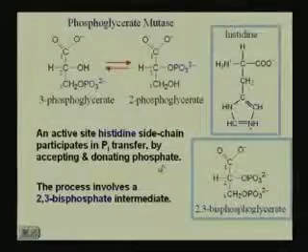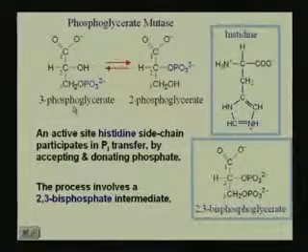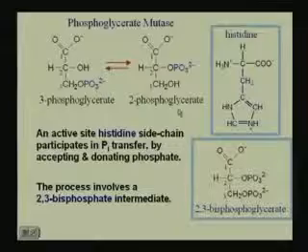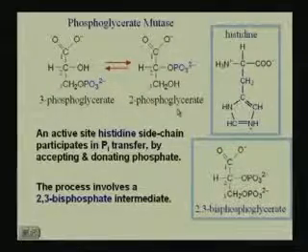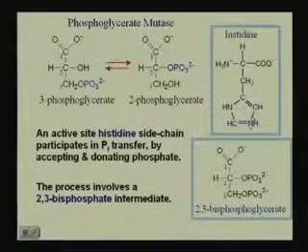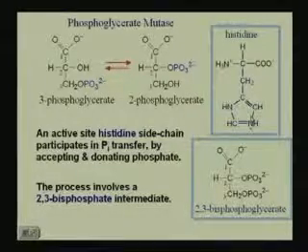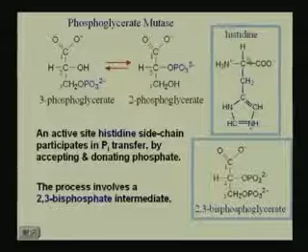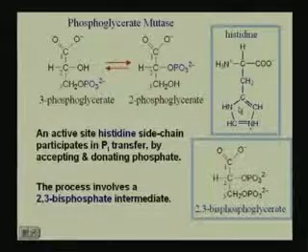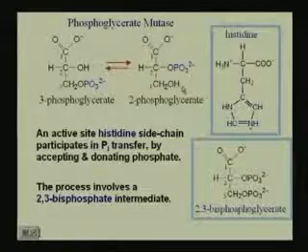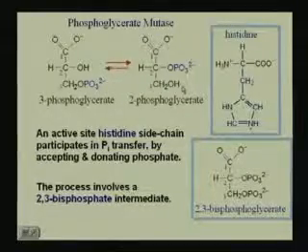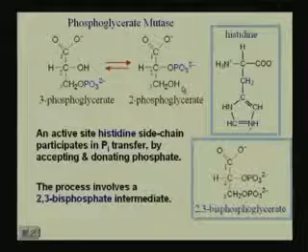Now in this case, from 3-phosphoglycerate to 2-phosphoglycerate, the enzyme, which is phosphoglycerate mutase, has a histidine. Okay? And this histidine is present again where? In the active site of the enzyme. And what it does is, it helps in the phosphate transfer by accepting the phosphate and then donating it again.